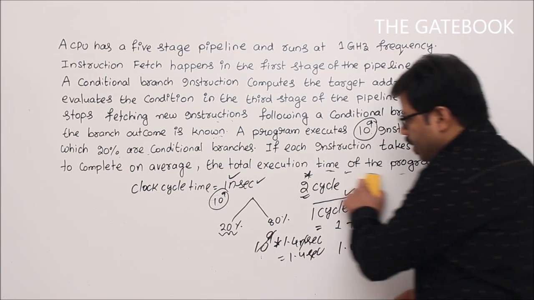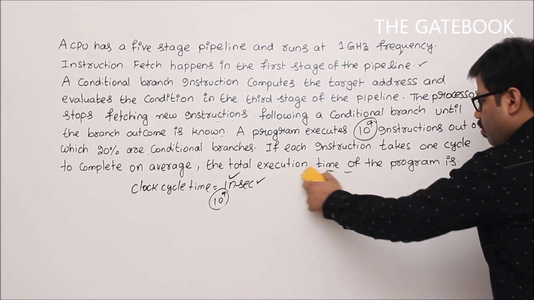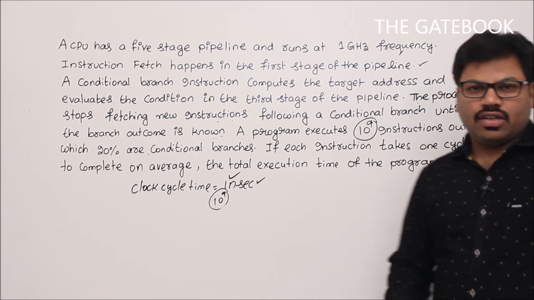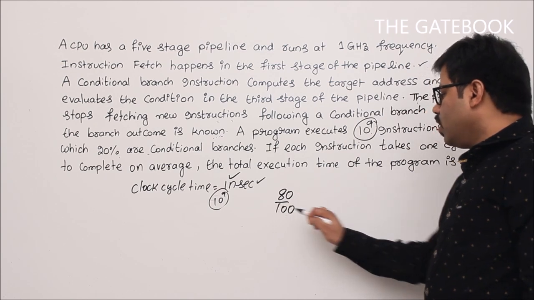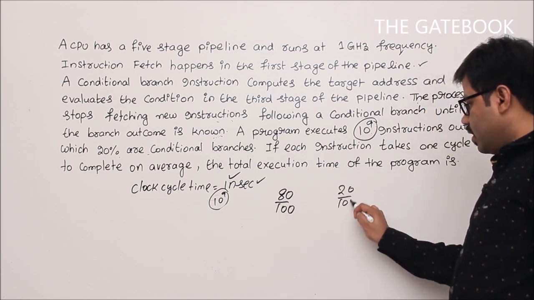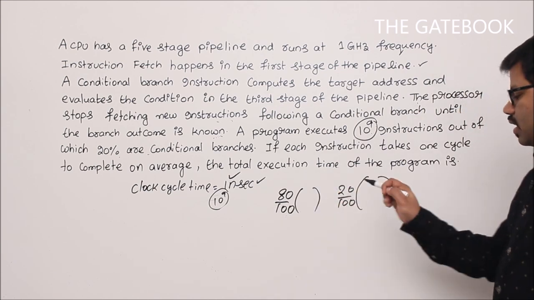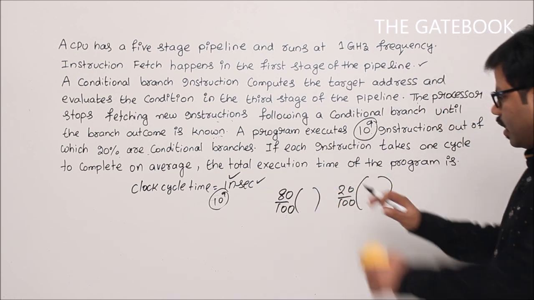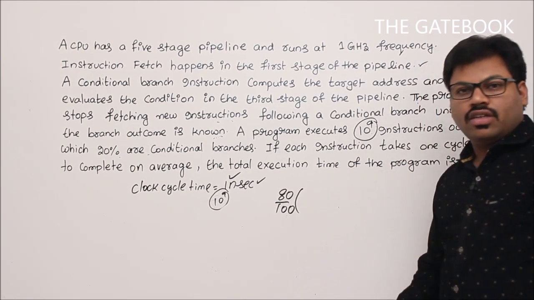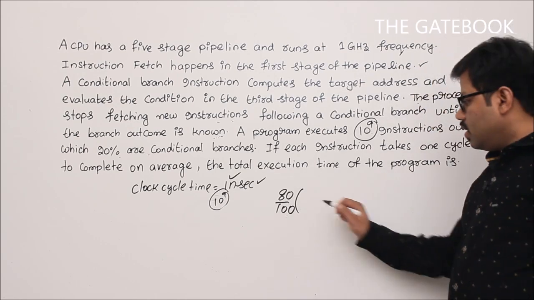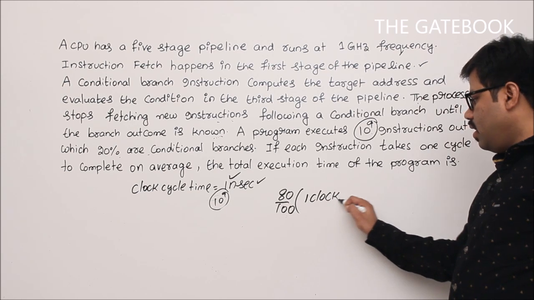Now we have another method. So don't get confused, because in some places you might see this formula. See how it is 80%, 20%. We can classify like this. 80% instructions are normal instructions, 20% instructions are conditional instructions. Let us do separately. So 80% of the instructions are not branch instructions, then they will require only 1 clock cycle. Understand?